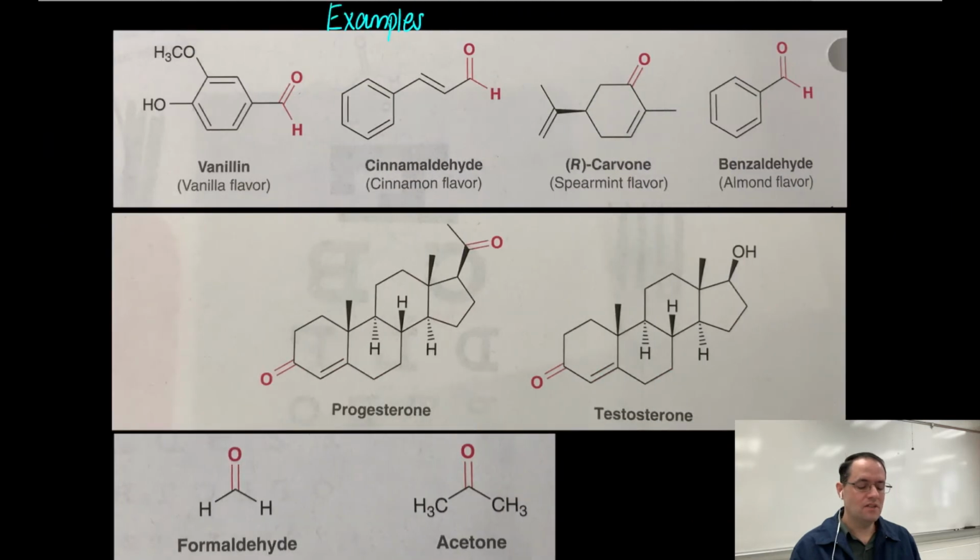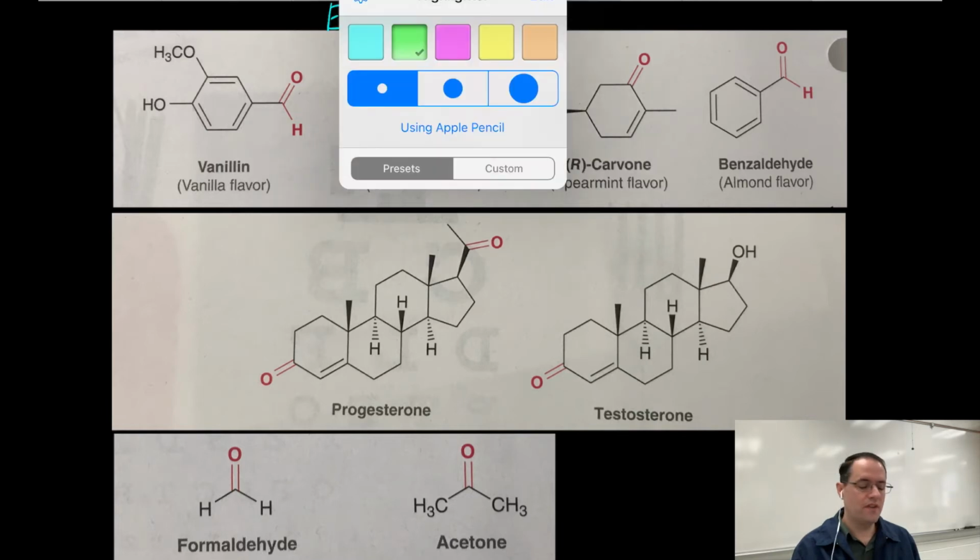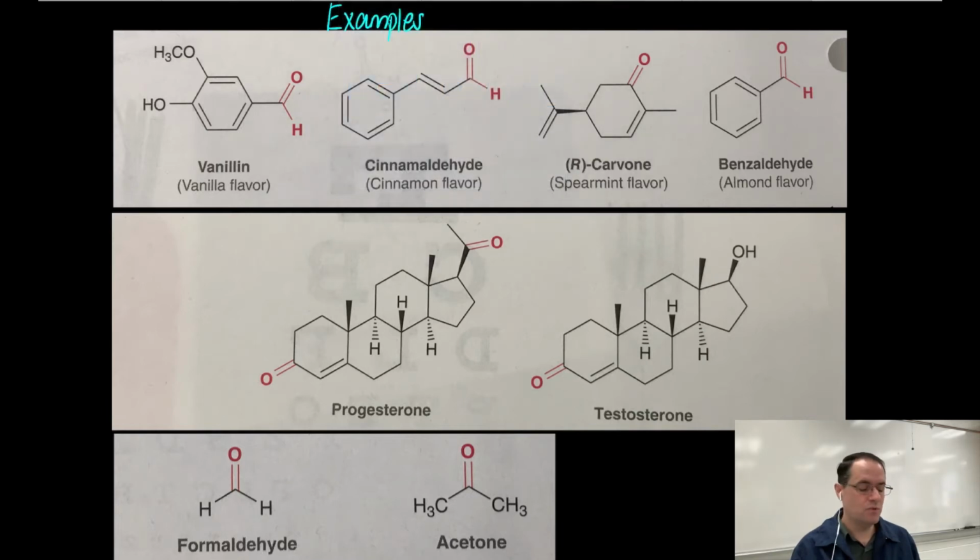Okay, so section 20.1 introduces aldehydes and ketones. And so here's some examples that are given to us in the textbook here. We've got vanillin. This is an ether, it's a phenol, it's an aldehyde. And the aldehyde is highlighted here in red.